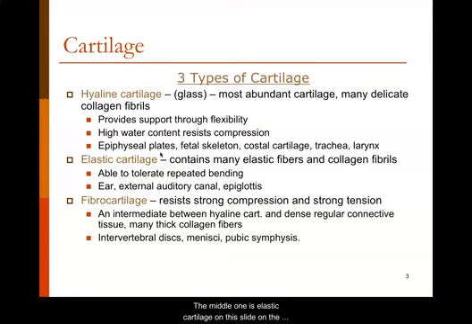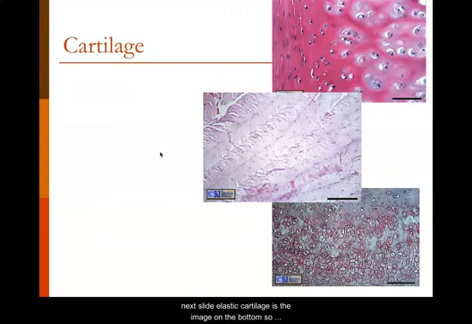The middle one is elastic cartilage on this slide. On the next slide, elastic cartilage is the image on the bottom. So elastic cartilage, let's talk a little bit about what it's made of.